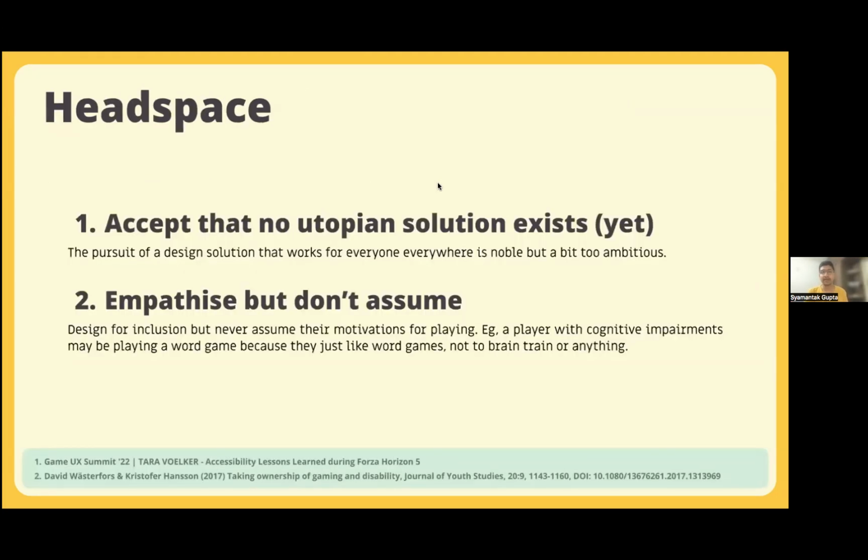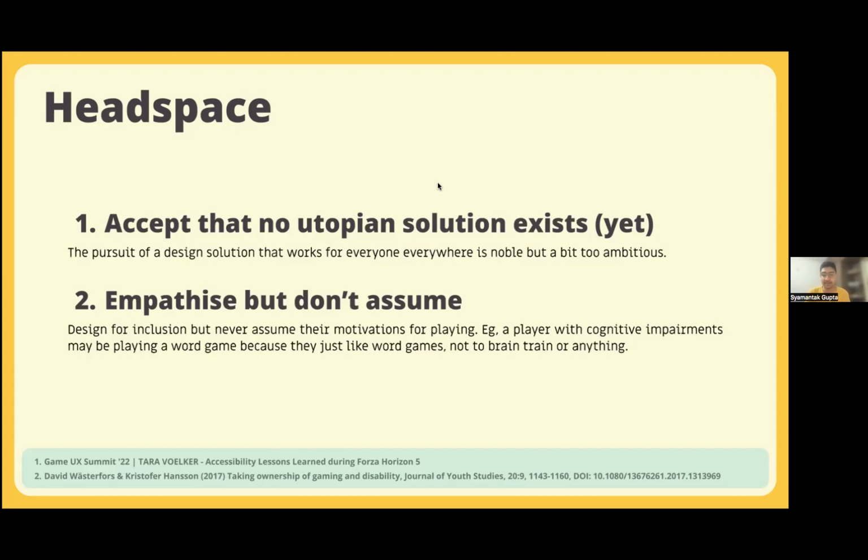Now, before we get into this, again, a couple of things. First, we accept defeat. We accept that we can't wake up one day and immediately solve something for everyone. Accessibility is a long drive rather than a sprint. And the second thing, very important, is to empathize but not assume.